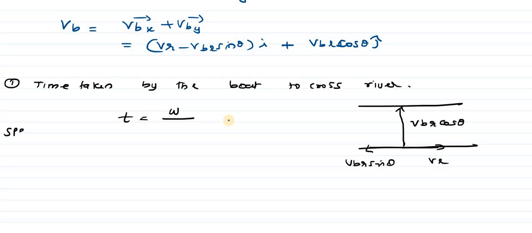Speed is equal to distance by time taken. So distance will be equal to what? Time will be equal to distance by speed. Speed is nothing but what? VBR cos theta. Clear, all of you?